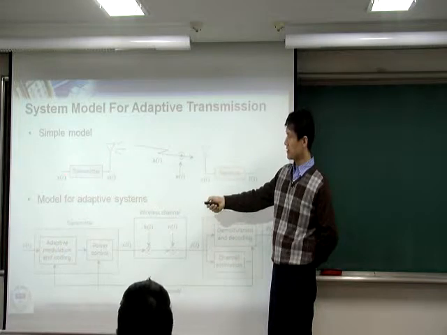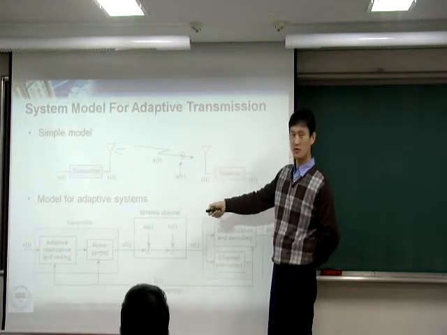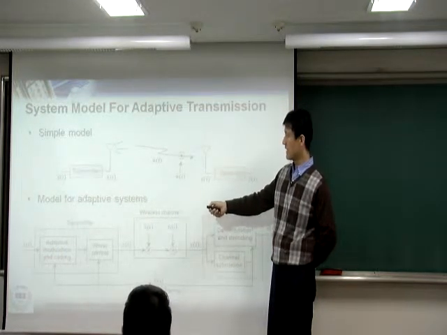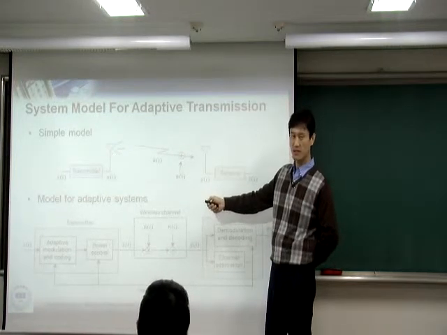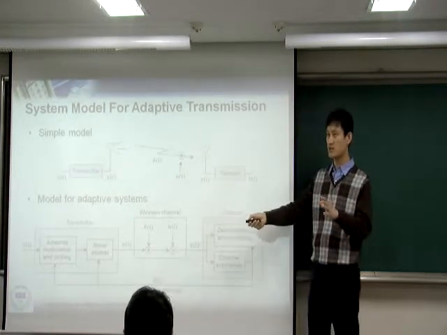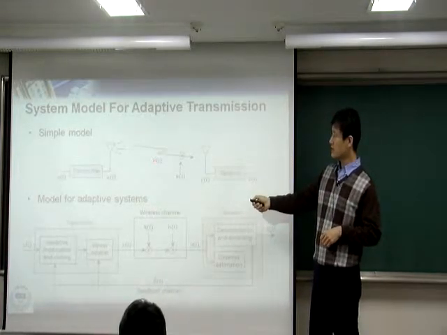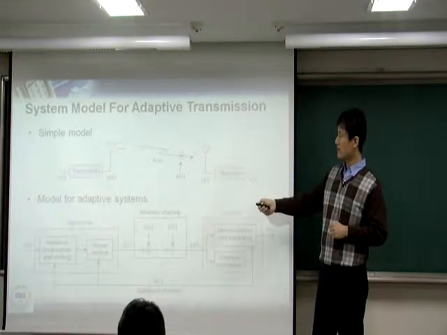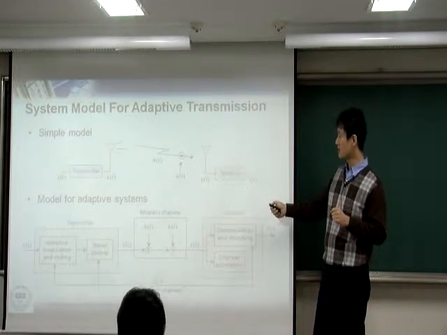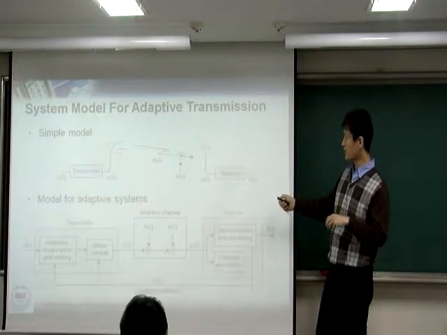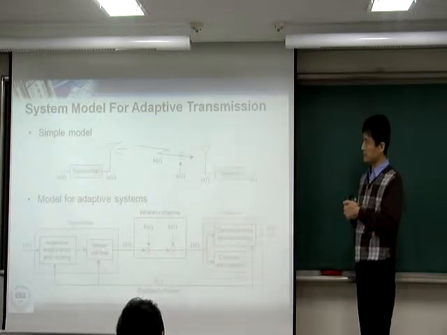We have S, which is the original information. It could be bits or it could be symbols, doesn't matter. X is what is actually transmitted through the transmit antenna. X is the transmitted symbol. H is the channel, there is noise, and Y is what you receive through the receive antenna, and eventually you are going to recover S hat. Okay, simple model.